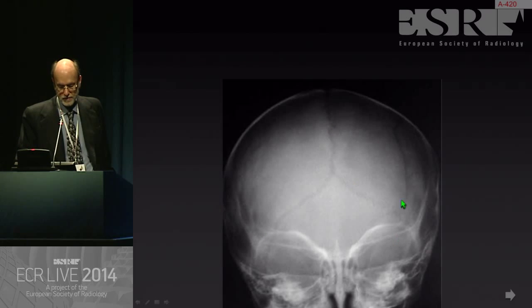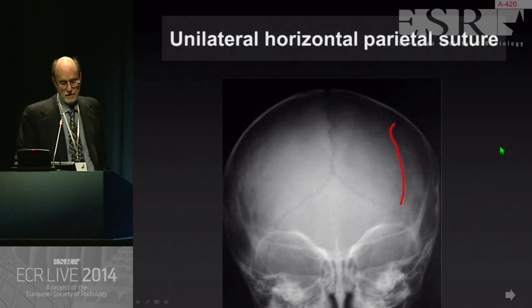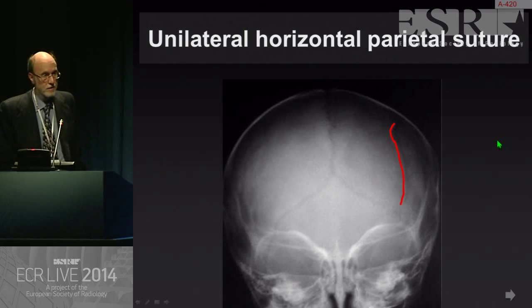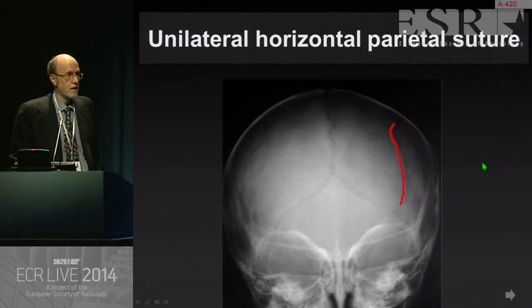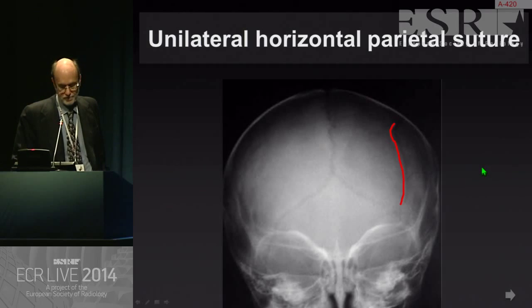The sutures, and here we see another extra line, extra radiolucent line. What's that? This is a variant. It's a unilateral, horizontal, parietal suture, not to be taken for a fracture.